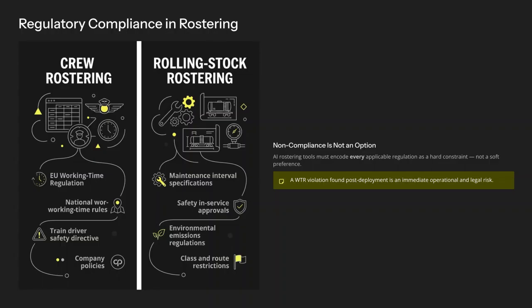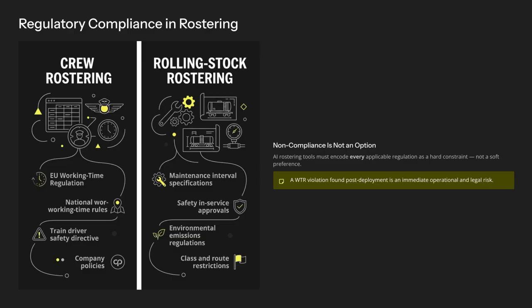This is a critical assurance point, and I want to be direct about it. Rosters are not just operational documents, they are legal documents. And for crew rostering, the primary regulatory framework is the EU Working Time Regulation. Let's go through what that actually requires. Maximum duty is 10 hours in any 24-hour period, with limited exceptions for specific operations. Minimum rest between two work periods is 11 hours, with shorter rest permissible on up to 3 days per week. Maximum weekly hours are 48, averaged over a 17-week reference period, and detailed records of all work and rest periods must be maintained for every single crew member.